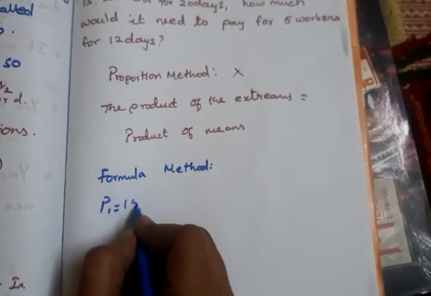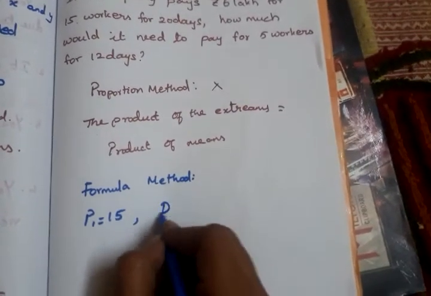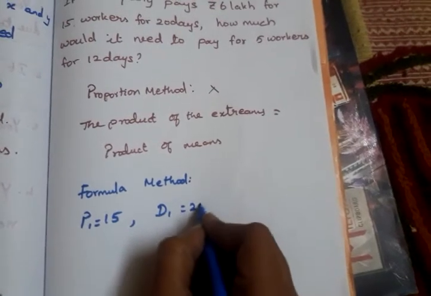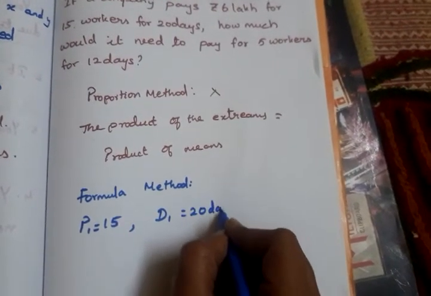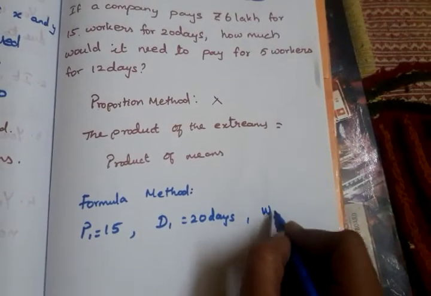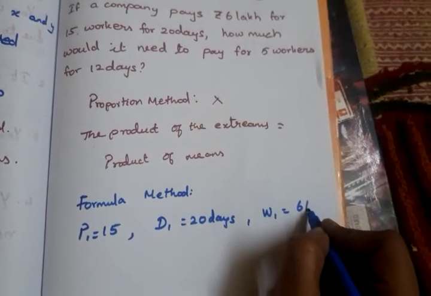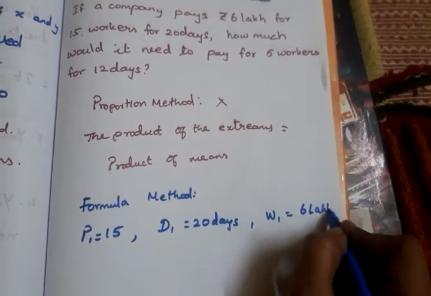15 workers. Okay, how many workers? 15 workers. Then next, how many days? D1, 20 days. Then next, spending amount 6 lakh. Okay, 6 lakh.